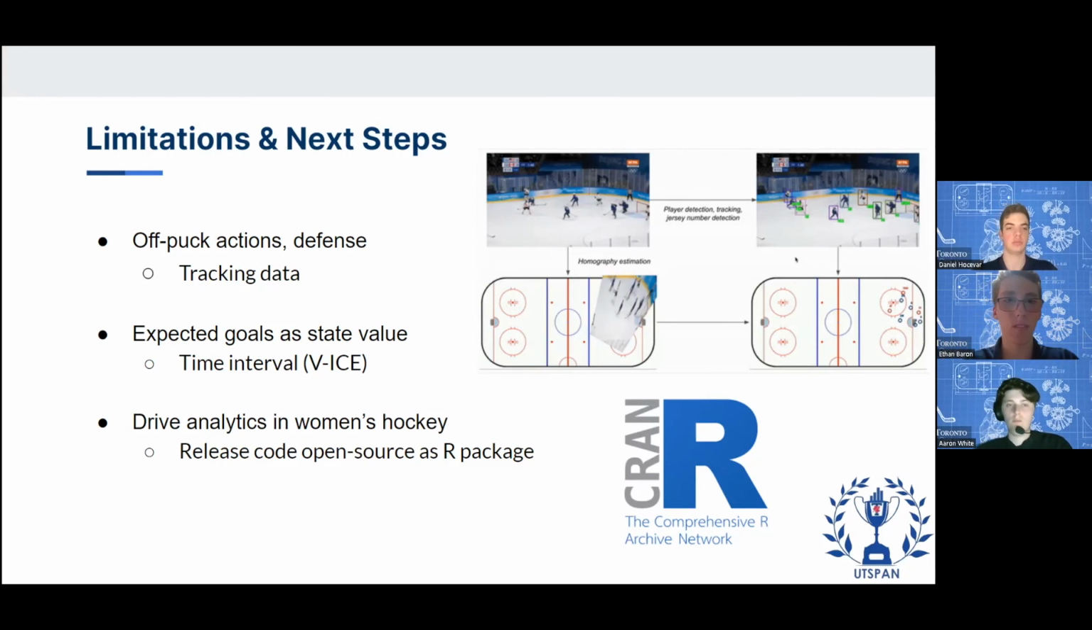The second limitation is that we're using an expected goals model as the state value for all the states in our framework. However, very often during a game, you don't really care about the immediate probability of scoring from a position. What you care about is the probability of scoring in that possession or in the next few seconds. For this reason, a better approach might be to use a time interval from a given play and model the probability of scoring within that interval. This is a method that was proposed by a paper called V-ICE from the Big Data Cup a few years ago.